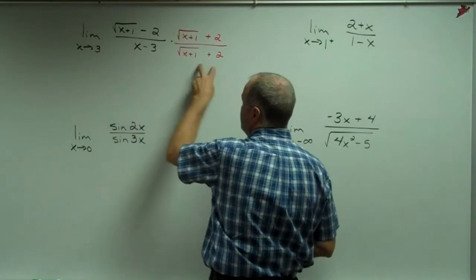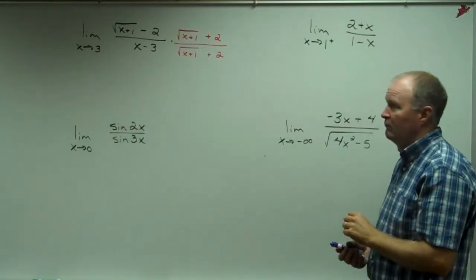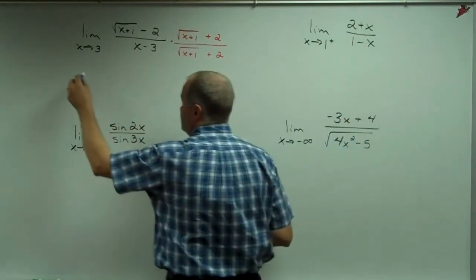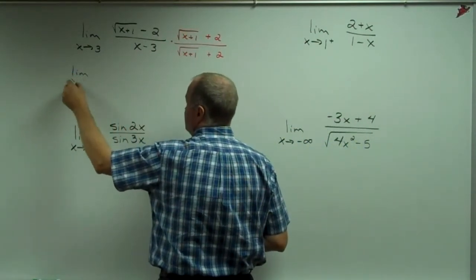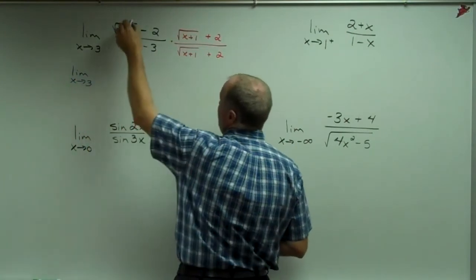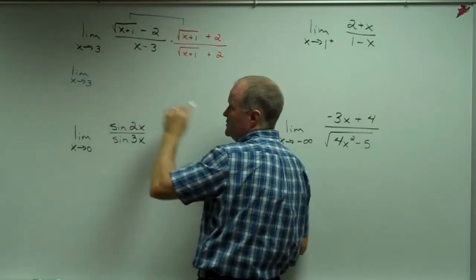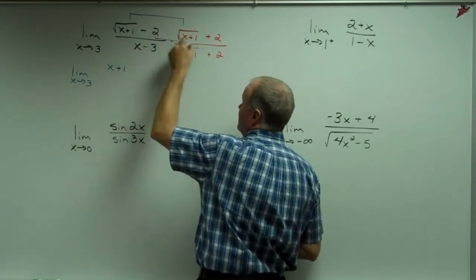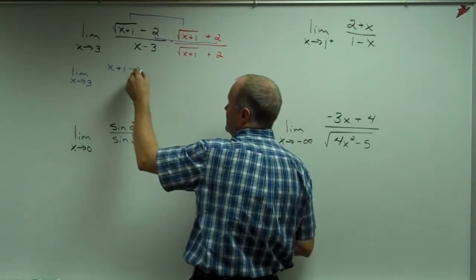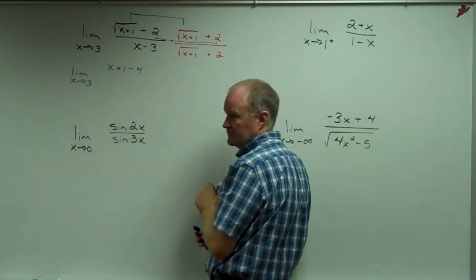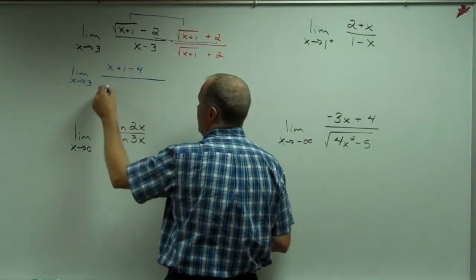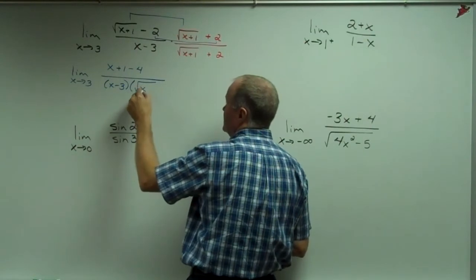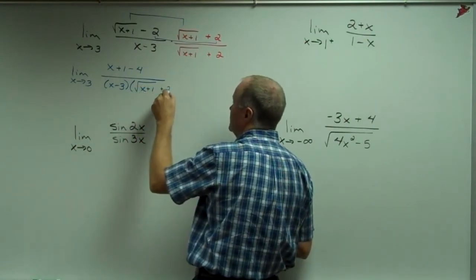And the reason I do that is stuff's going to kind of go away. Don't multiply the bottom together, because things will work out much better if you don't. So, see what I got? The limit as x approaches 3. Up here, first is just x plus 1. Last, minus 4. The bottom is x minus 3 times this whole thing, square root of x plus 1 plus 2.